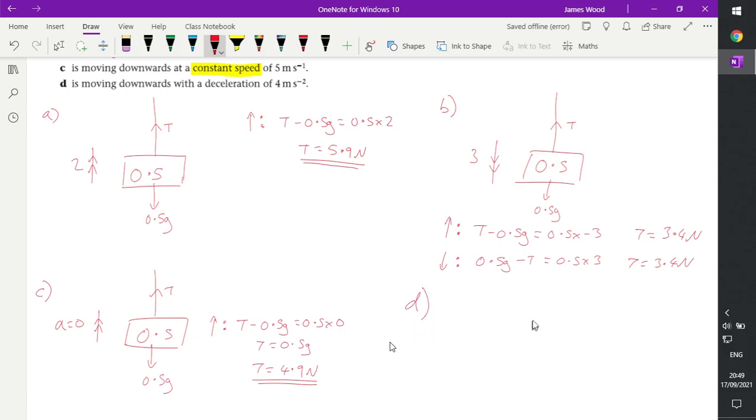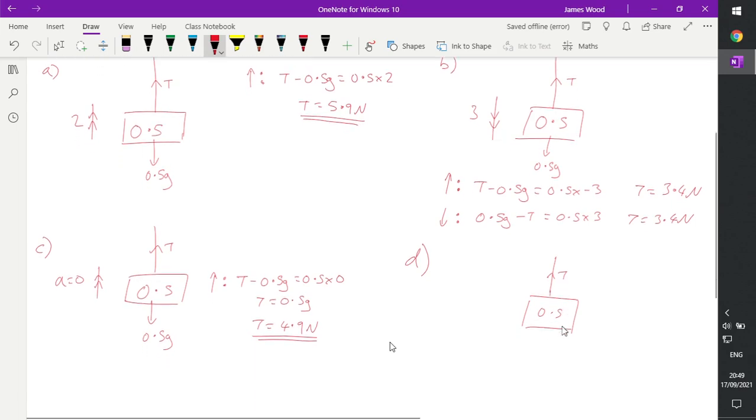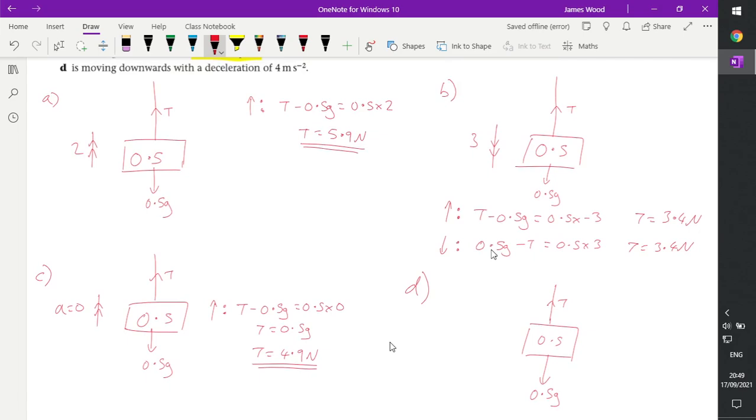Part D. I'm just going to draw the diagram again. So I'm always labeling tension as up because a string attached to the top of something is never going to push your object further down. It's always trying to stop it falling, basically. Now, scenario D, it said it's moving downwards with a deceleration of 4 meters per second squared. So it's moving down, but it's actually getting slower and slower.